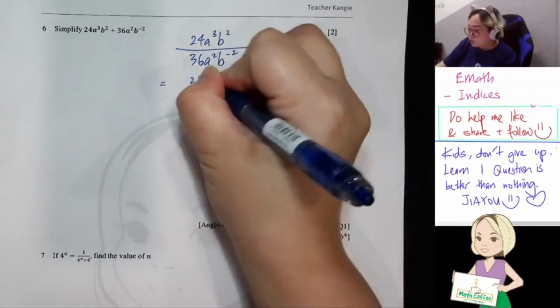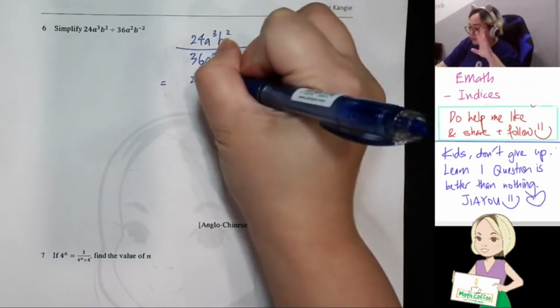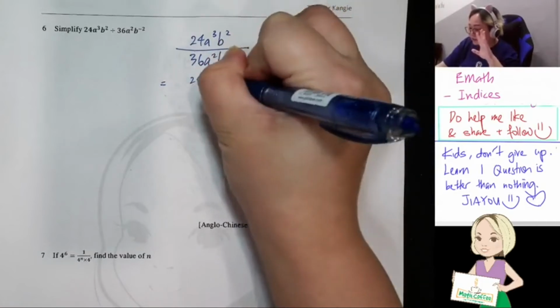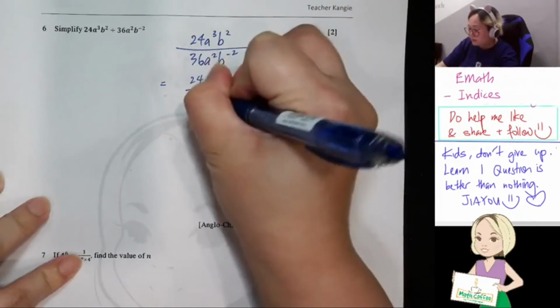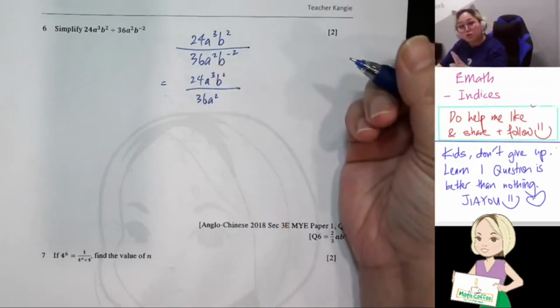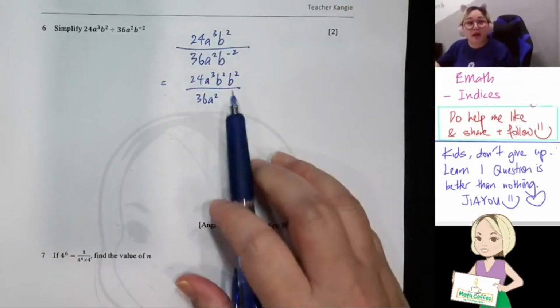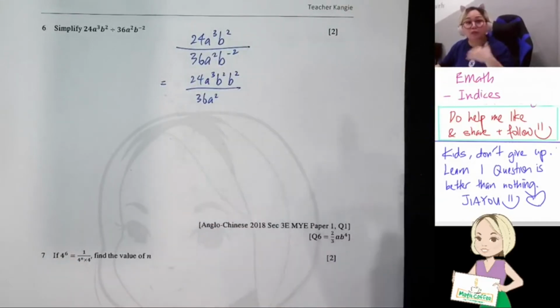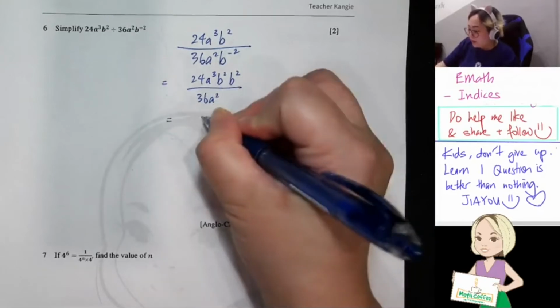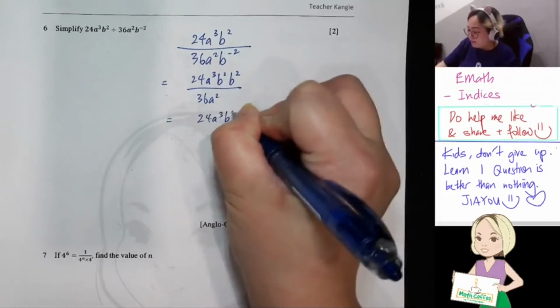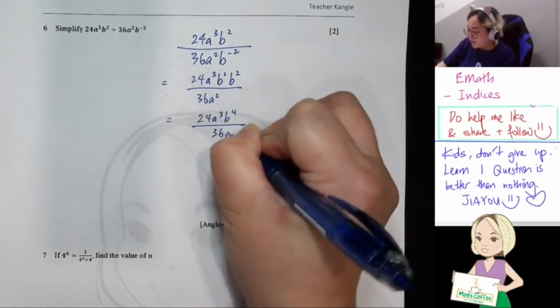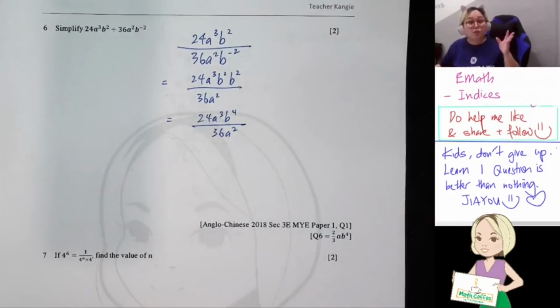So don't be so ambitious to change everything. So just keep one thing at a time. So this one same, everything same. Only this b minus 2 bring it up. So it becomes b2 here. So now I have 2b2, right? b2 means it's b to power 4. So now it becomes 24a cubed b4 over 36a2. Now we can start to simplify.